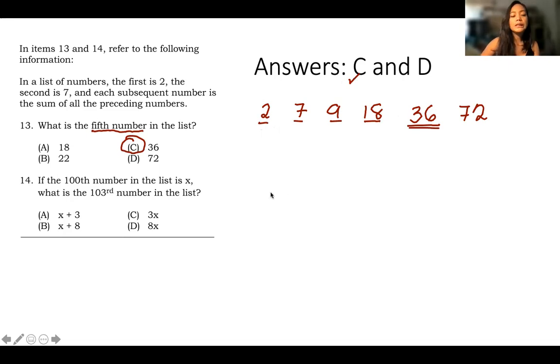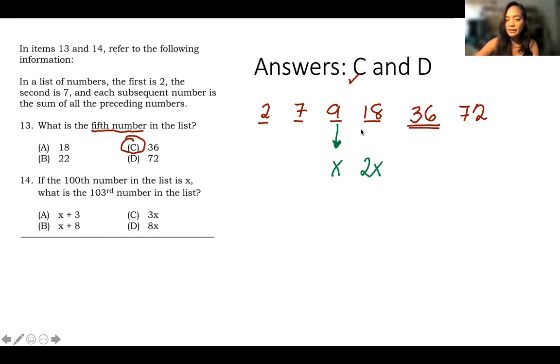Now for number 14, if the 100th number in the list is X, what is the 103rd number in the list? Now this is a little bit tricky, but if you get the pattern, it's just simple. Start with this one, because in this number, you will have the pattern. Let's pretend that this is X. So this is 2X. Do you observe?